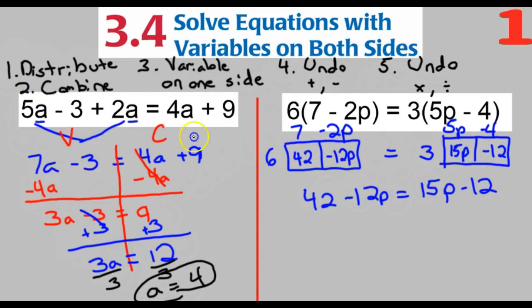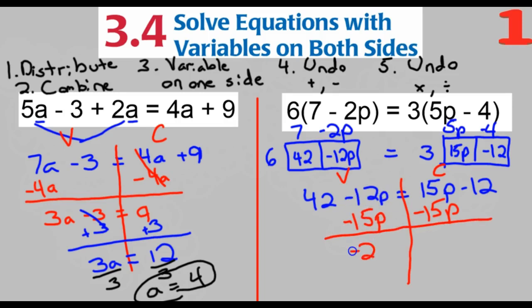Second, I'm looking to see if I can combine. I have nothing I can combine. So now I'm going to get the variable on one side. So I'm going to make a variable side and a constant side. Now it doesn't matter which side I make. You can do either. Here I'm going to subtract 15p to get my variable to my variable side. Negative 12p minus 15p gives me negative 27p. So 42 minus 27p gives me negative 12.